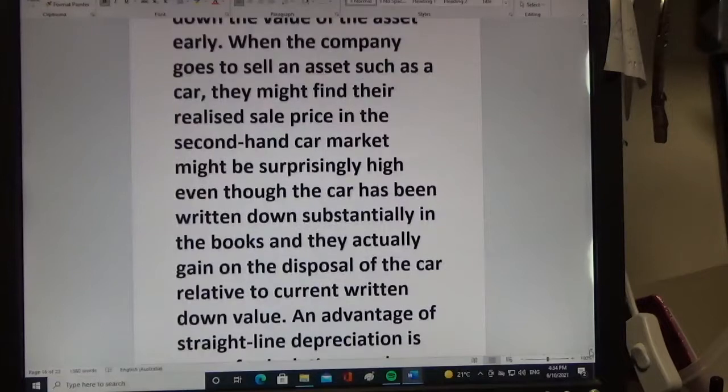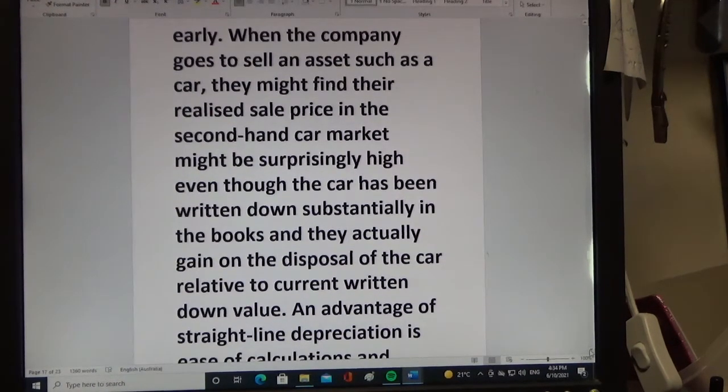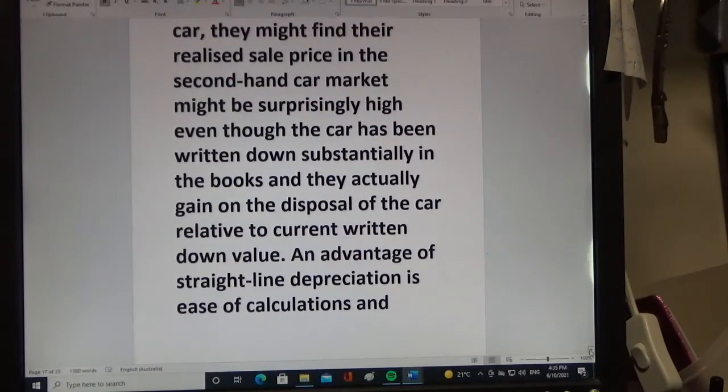Okay. Now, with that diminishing value, even though you've written off the car to a high level, when they go to sell that asset in the used car market, they might find their realised sale price in the second-hand car market isn't too bad, surprisingly high compared to the amount they've written off. I mean, say those two cars were two separate cars in the fleet, they'd still have similar condition unless they were involved in a dingle.